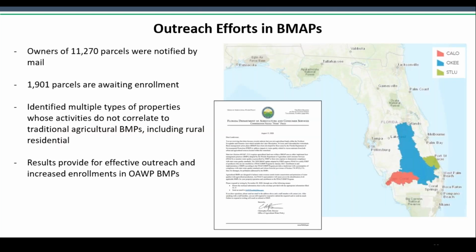Originally, this analysis was performed for the 3 South Florida BMAP updates that occurred in early 2020. Those BMAPs are shown in the map. That's the Lake Okeechobee, Caloosahatchee, and St. Lucie BMAPs. And this was done at the request of DEP's Chief Science Officer to identify the count and size and the ag land use type of the parcels that remain to be enrolled.